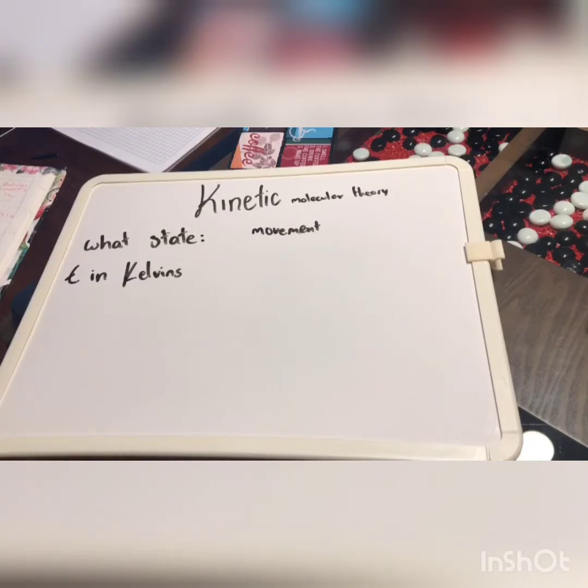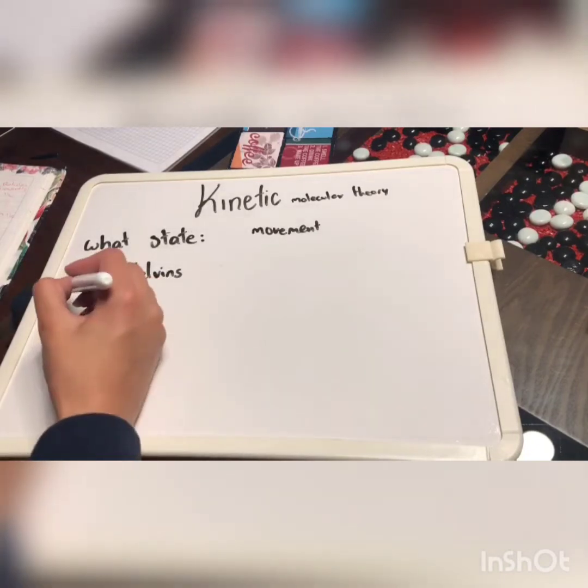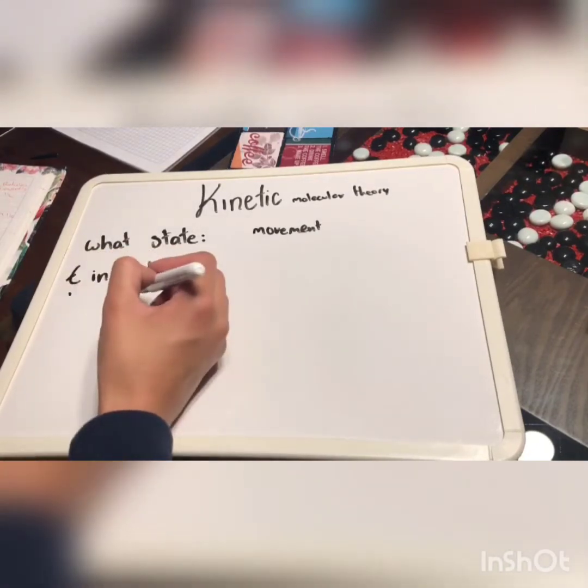the molecules combined are insignificant. The volume is really small. Particles don't exert force on one another. Collisions between them are elastic, and the average kinetic energy in particles, the temperature, is measured in kelvins.